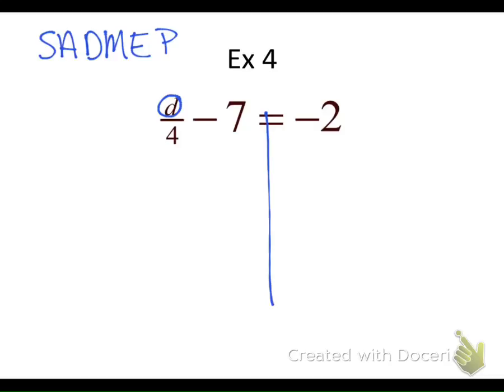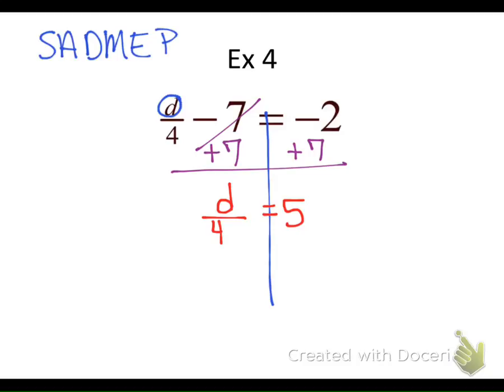So looking up here, do I have any subtraction? Yeah. That's where I start. So how do I get rid of my minus 7? Plus. On my left side, what do I bring down? D. Just d? D divided by 4 equals, what's negative 2 plus 7? 5.